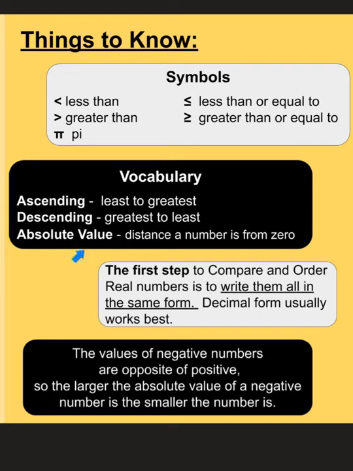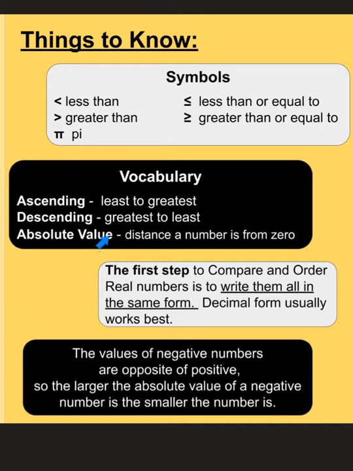All right, so then continuing on, we've got some vocabulary that we need to know. The word ascending is least to greatest. I think ascending would be like accelerating. If you're accelerating, something's going faster, the speed is going up. So ascending is least to greatest. Descending is greatest to least. So descending would be like decreasing. So decreasing is going down, so from big to small.